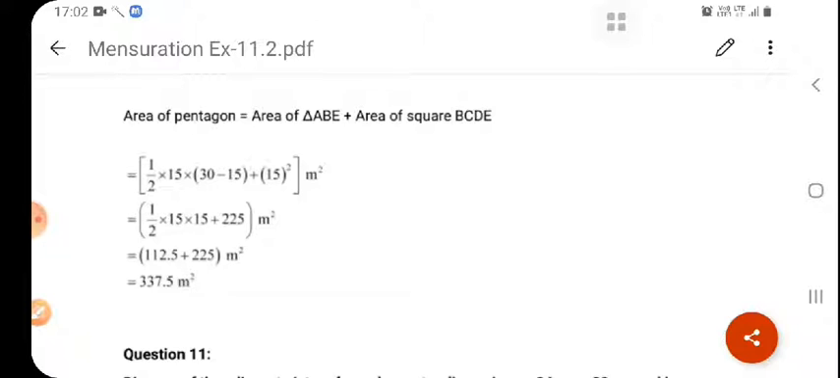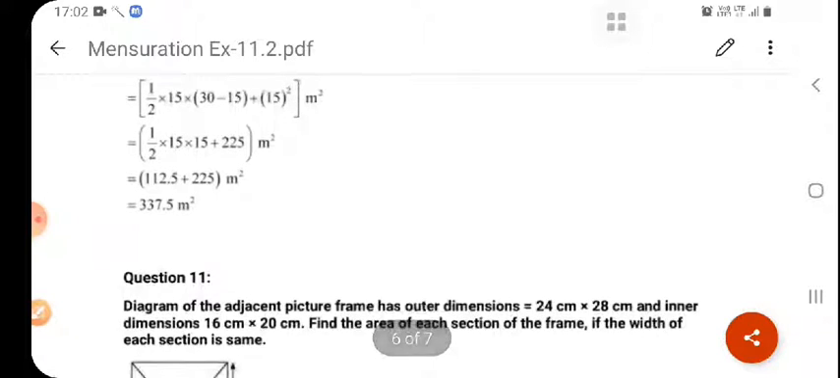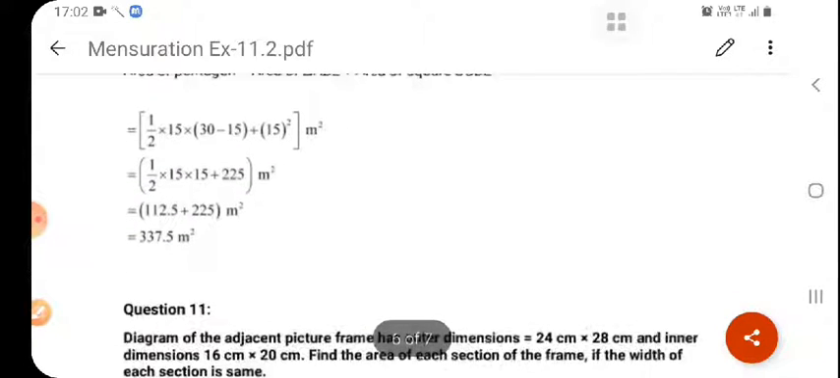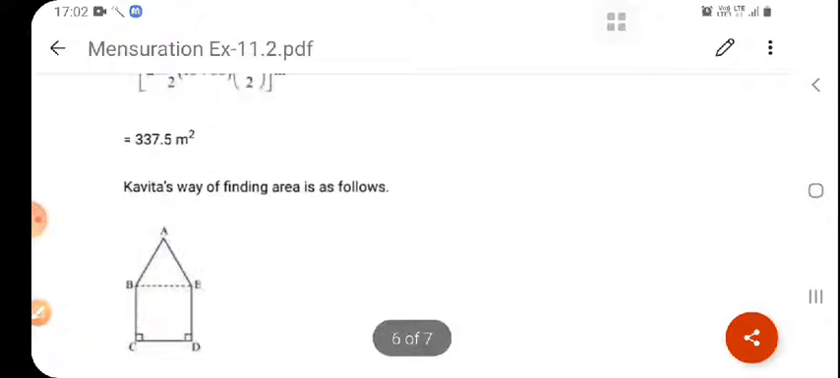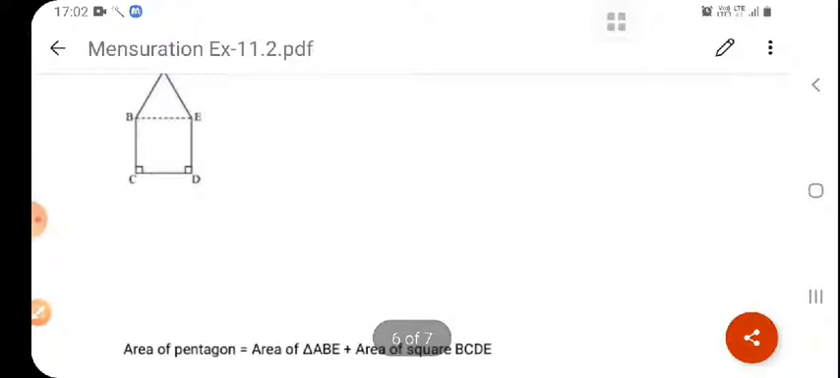So we will take the side as 15. 15 square is 225, and half base into height is half into 15 into (30 minus 15). That is the height of this triangle. Triangle ABE and square BCDE.